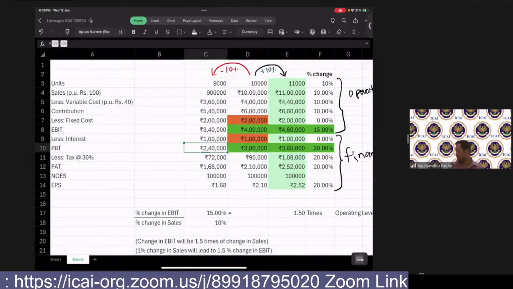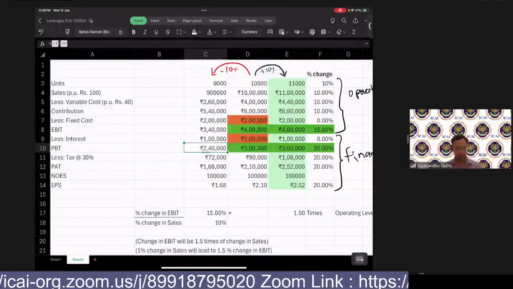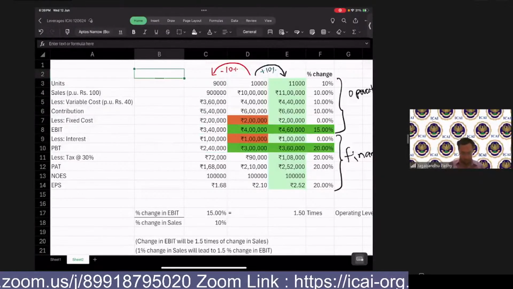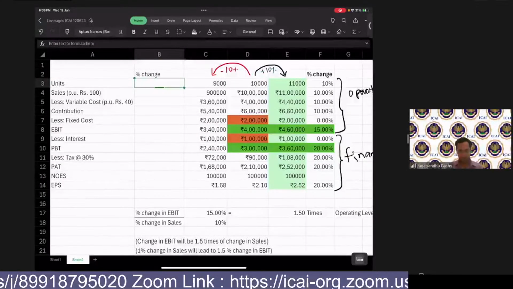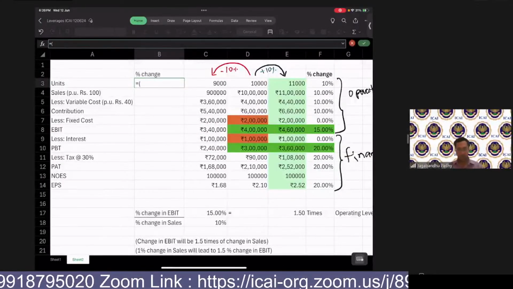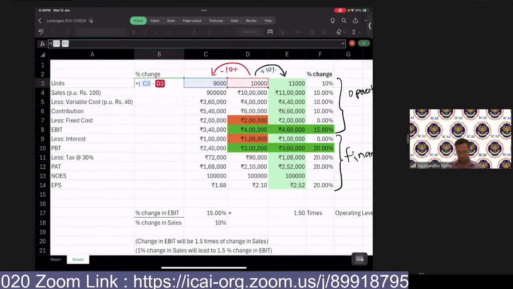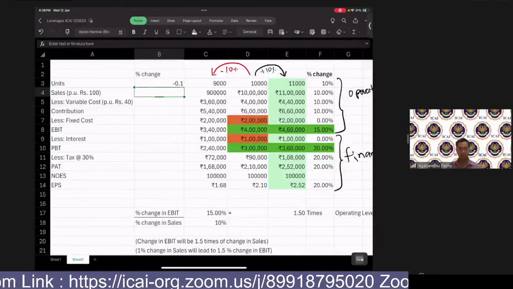Okay, so these are the numbers that we are getting. Right, 1.68 is the EPS. Now just check what is the percentage change. Percentage change is again doing the same thing: new value minus old value divided by the old value.